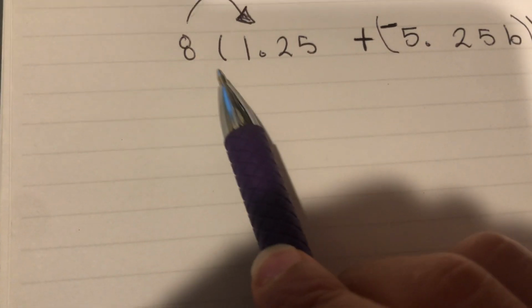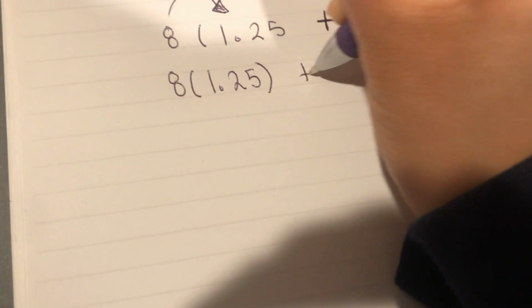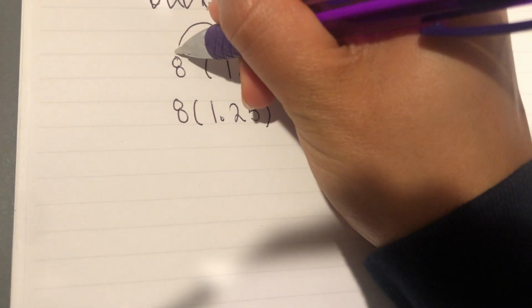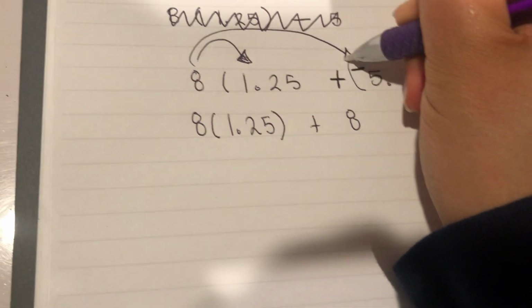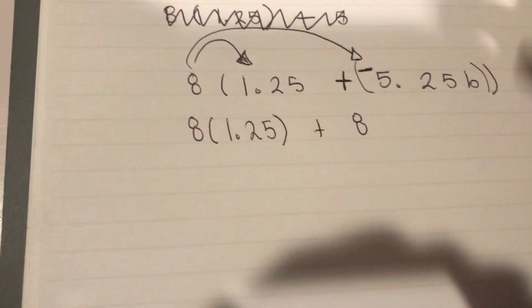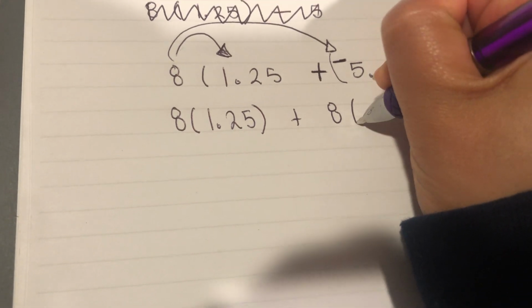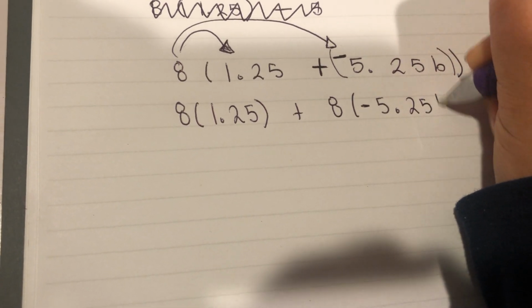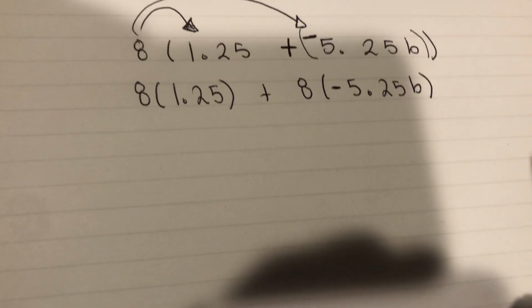So to distribute, I'm going to multiply 8 times 1.25. So here we're going to do 8 times 1 and 25 hundredths plus what we have now is 8, right? So we multiply. Distributing means we're distributing this 8 to both terms. So this would be 8 times negative 5 and 25 hundredths b.